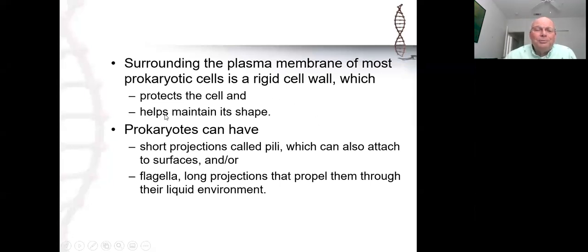And so in order to protect themselves and stop themselves from swelling up and bursting, they have this rigid cell wall around the outside. And as we're going to discover, that's a very common way of preventing yourself from swelling up and bursting. In fact, our cells, animal cells, are typically the odd ones out in not having a cell wall around the outside. Other things that you're likely to see associated with prokaryotes are these short little structures called pili. Another name for them is fimbriae.